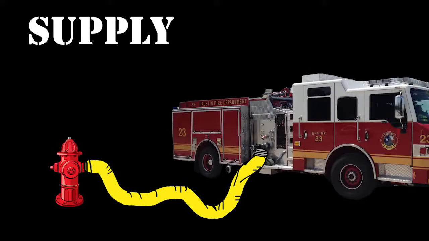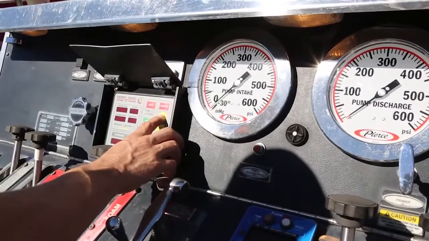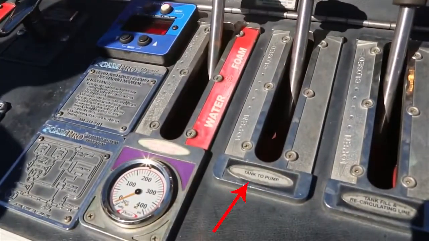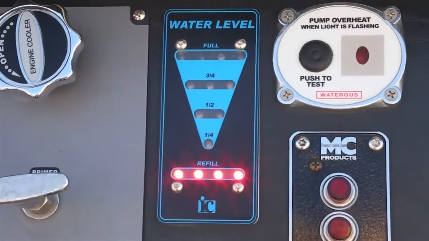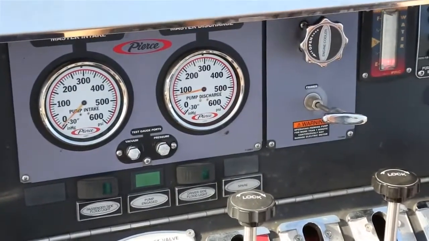In AFD we use two types of water supplies. The first is our onboard tank water. A problem that can be encountered when using tank water is a partially or totally closed tank to pump valve. The second problem is an empty tank. They will both present in the same way, cavitation.